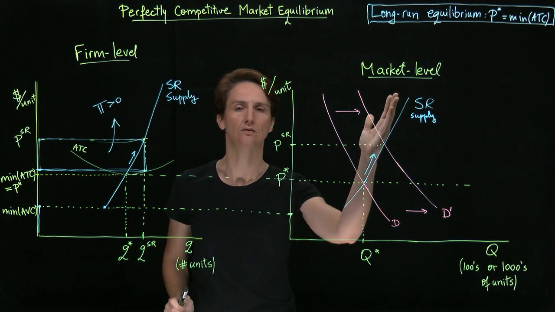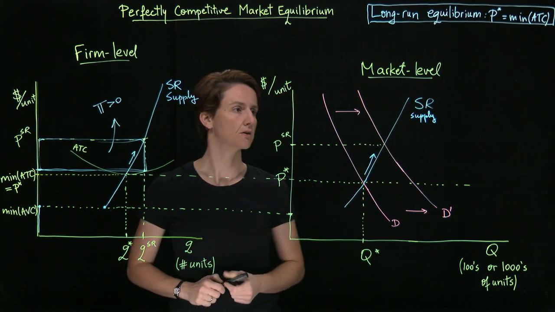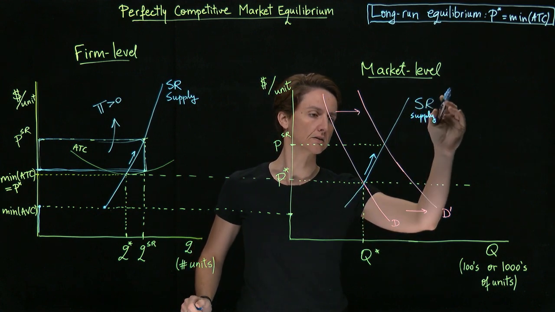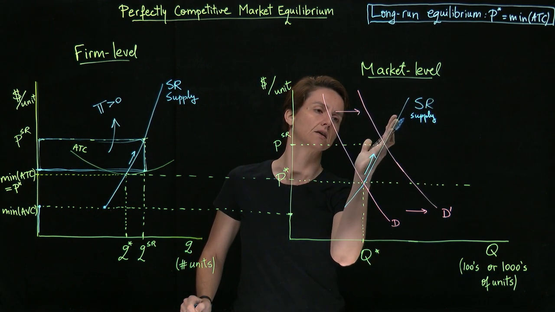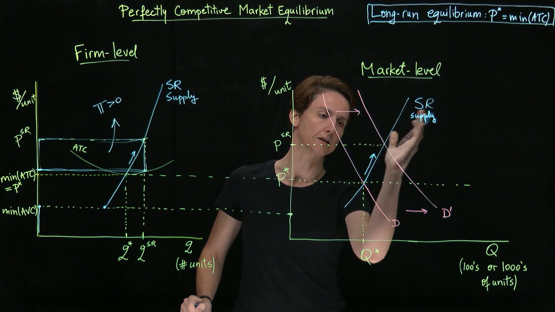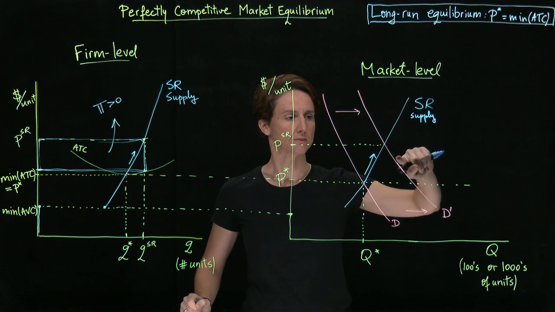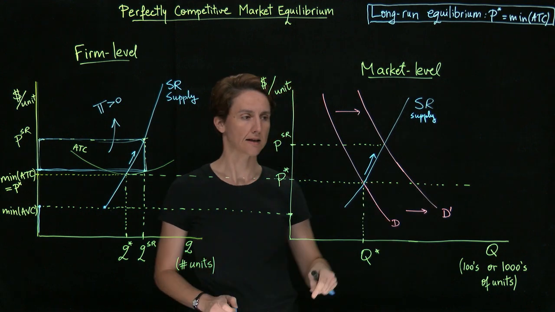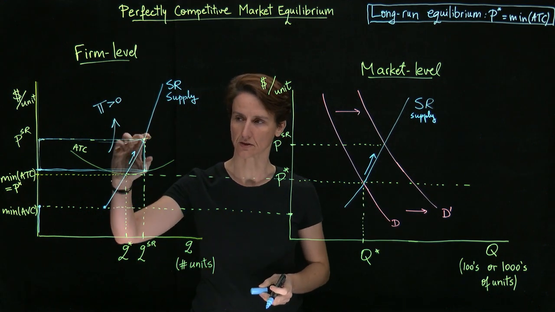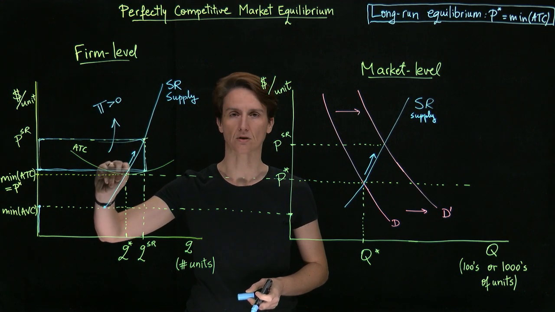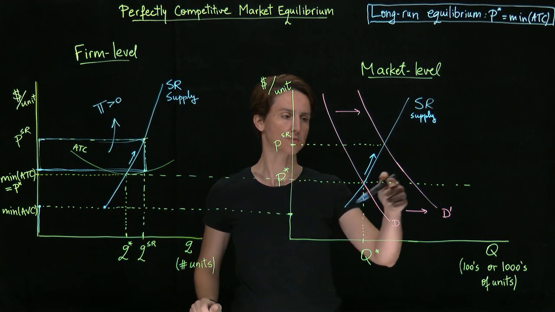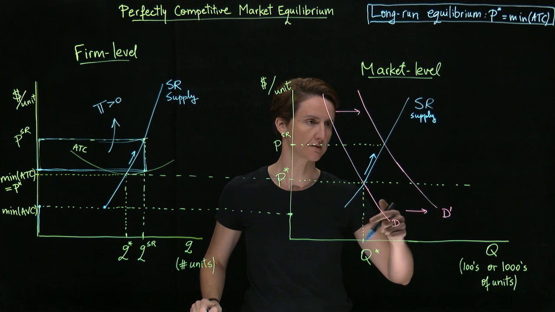That would lead to new firm entrants in the long run. As we get more entrants, we're expanding short-run supply. That means that the equilibrium price will decrease. As that happens, profits decrease. That will continue until, once again, profits are zero, which happens only when price equals P star.